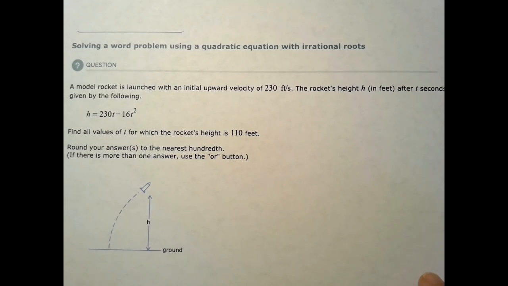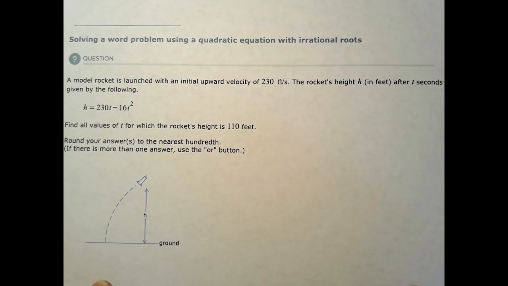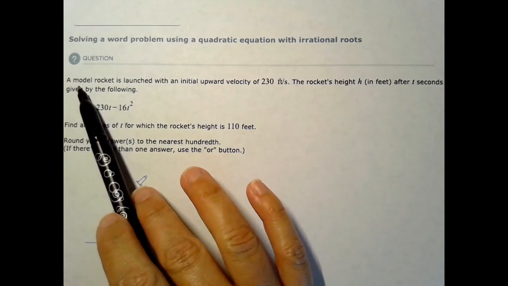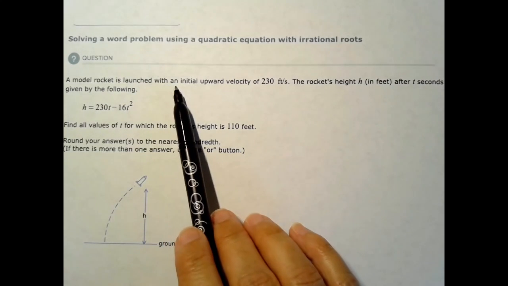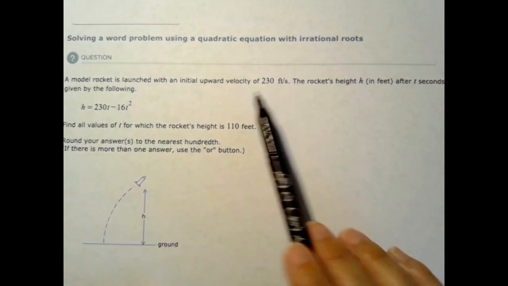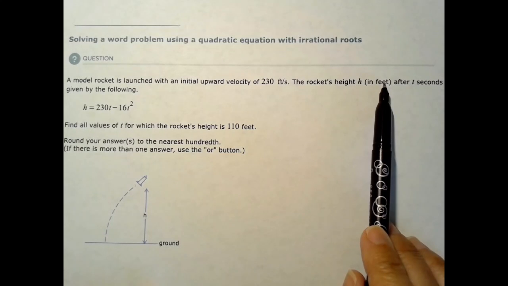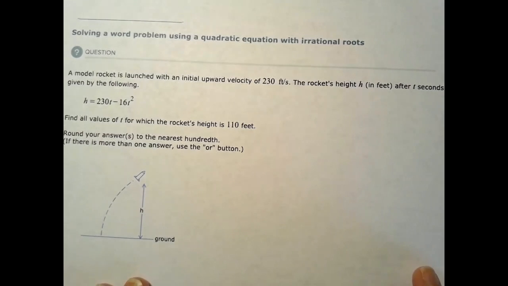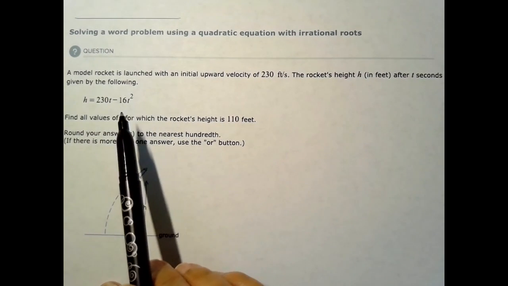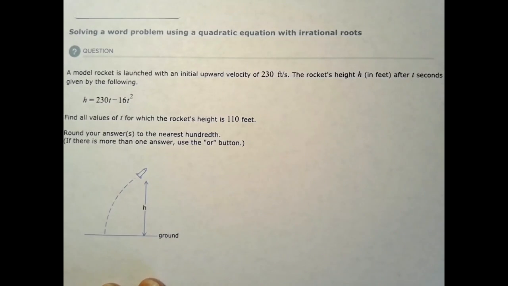Okay, you guys have had several questions about problem types like this one, so I wanted to go over it: solving a word problem using a quadratic equation with irrational roots. The problem says a model rocket is launched. That means it's starting off at the ground with an initial upward velocity, we know it's going up, of 230 feet per second. The rocket's height h in feet after t seconds is given by the equation h is equal to 230t minus 16t squared.